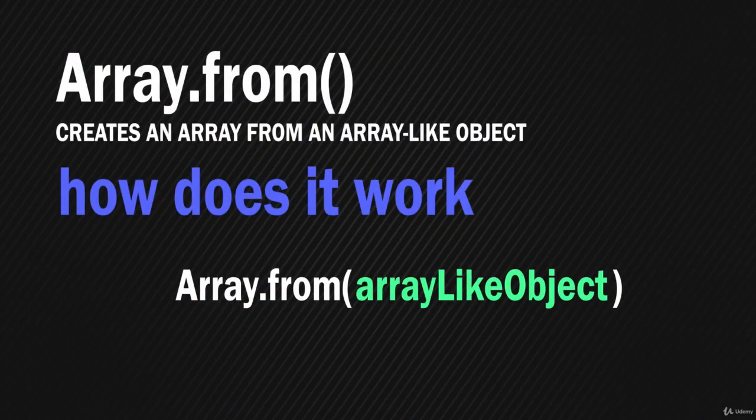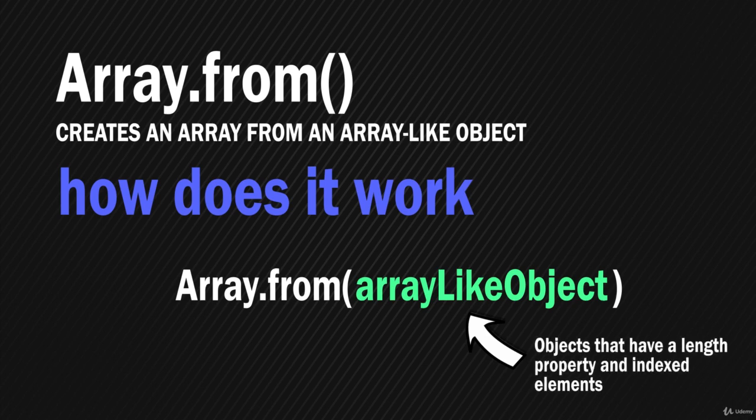Cool, is that making sense? We looked at a very simple example, but bear in mind, what does this array-like object mean? It just means that the object needs to have a length property and indexed elements. What do I mean by this? Well, let's hop over to the console again and look at exactly what I'm talking about.